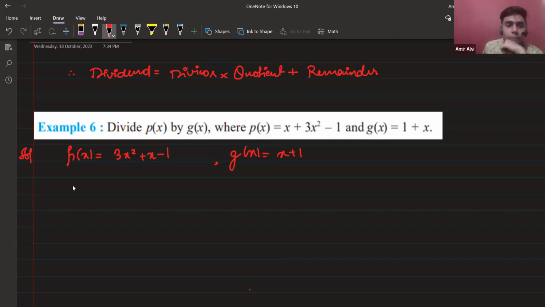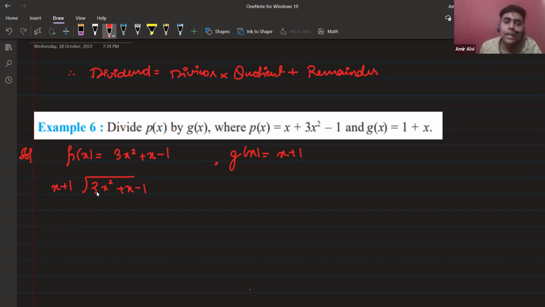No. Okay. So what will I write inside the division bracket? P of X. Yes, you'll write P of X inside, because it's saying divide Px by Gx. So we have to write Px inside the bracket, in the division sign. Clear? So it is 3x square plus x minus 1 and Gx will be outside like this. Clear?